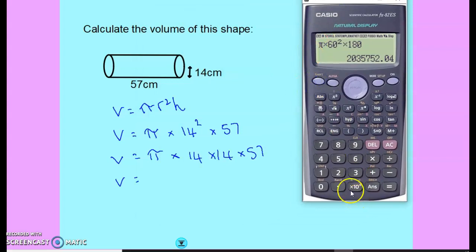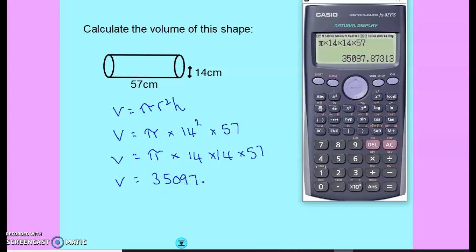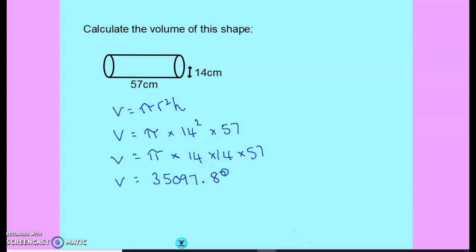I'll type it in without using the squared button this time, so we can do pi times 14 times 14 times 57. It comes out at 35,097.87 to two decimal places. That's centimetres cubed. We'll try one more.